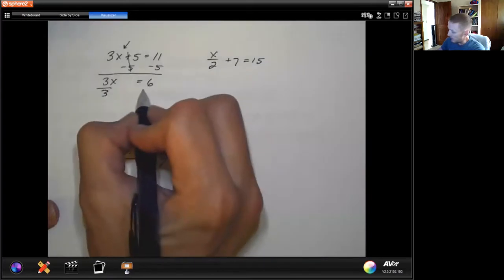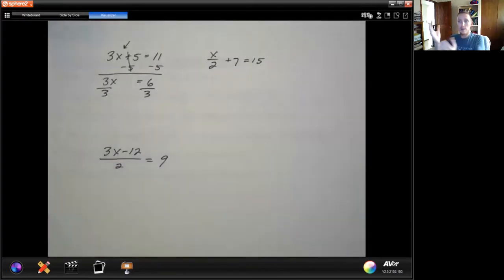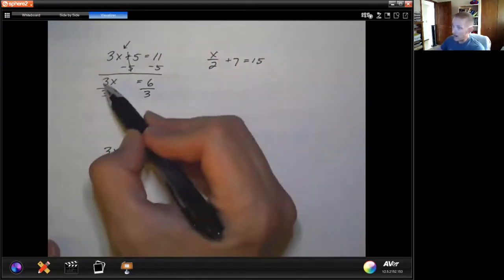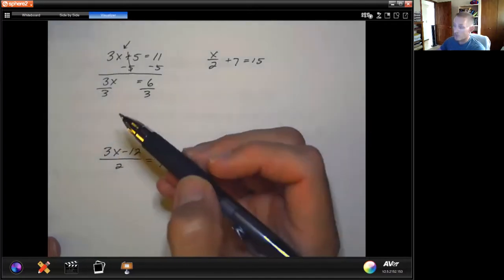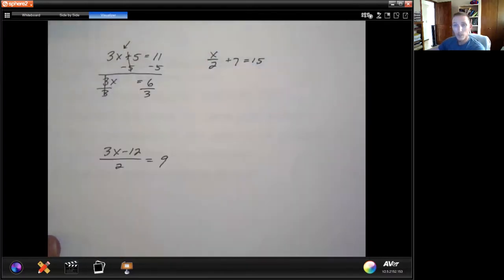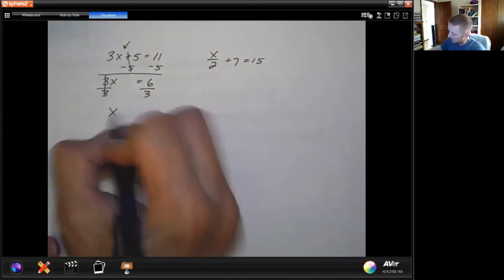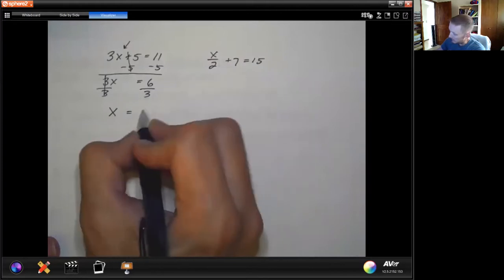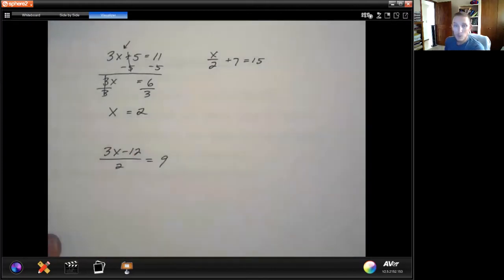Whatever I do to one side of the equation, I have to balance it. I have to do the exact same thing to the other side. Why do we divide by 3? Well, if I have 3 on the top and the bottom of a fraction, those things reduce away down to 1, which now means I have 1x, which means the x is now alone. And then 6 divided by 3 is 2. So that is a basic two-step equation just to review.